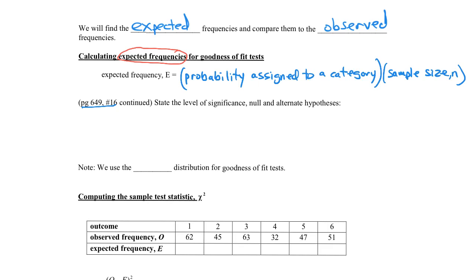And it's a hypothesis test, so it's similar to what we've done throughout chapter 8 and also in 10.1. So it says state the level of significance, null, and alternate hypothesis. So the null hypothesis and the alternate hypothesis. The level of significance they tell us on this one is 0.01. And now we have the null and the alternate hypotheses.